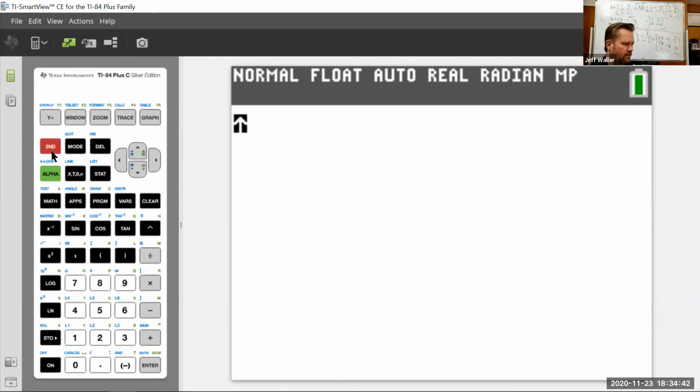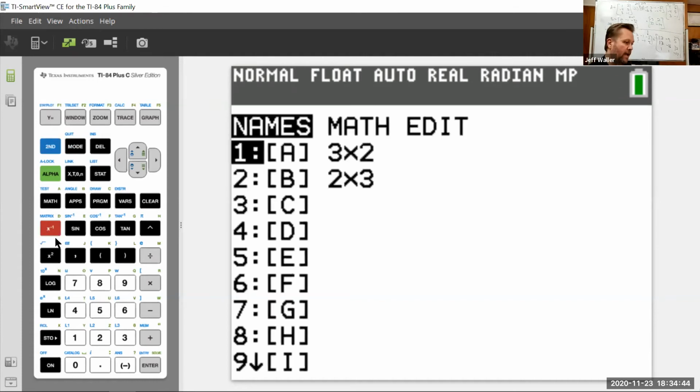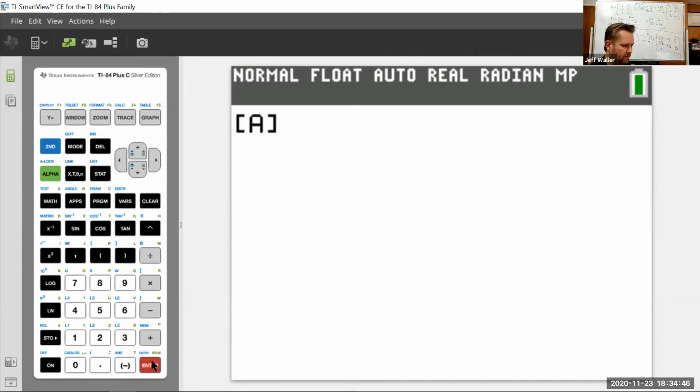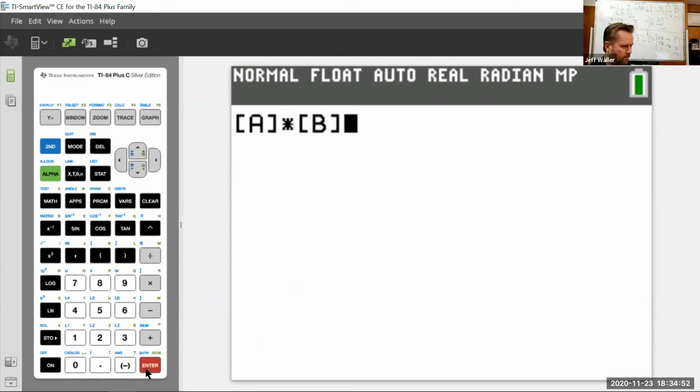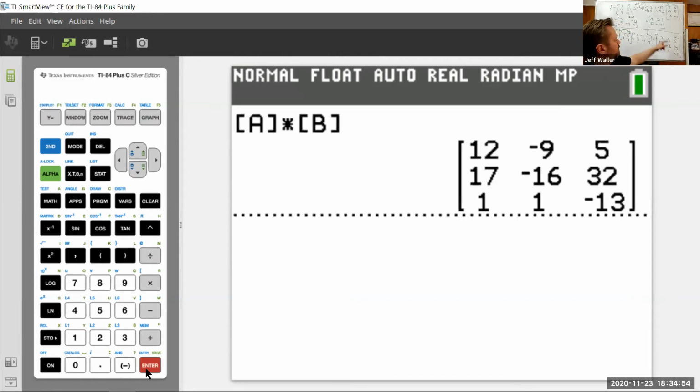Now let's go. And this really gets repetitive. Go back into matrix, go to names. I can pick A times, go back into matrix, pick B. Let's see, is that the same thing I got? 12, negative 9, 5, 17, negative 16, 32, 1, 1, negative.